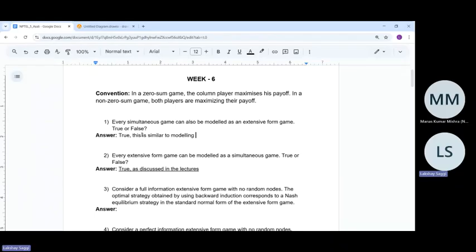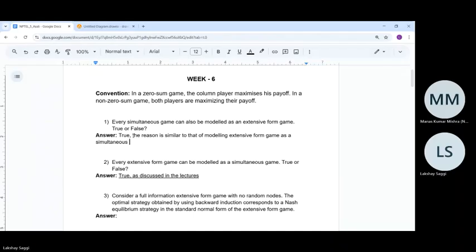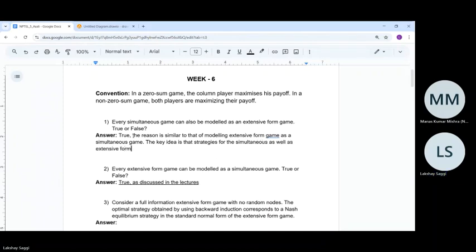So this is true, as this is similar to modeling extensive form games as simultaneous games. Maybe I should write something. The reason is similar to that of modeling an extensive form game as a simultaneous game. The key idea is that strategies for the simultaneous as well as the extensive form game are decided before the play actually starts.